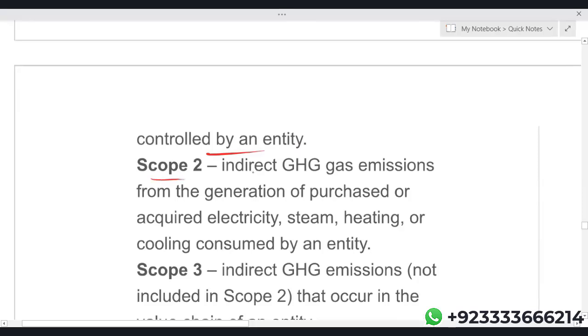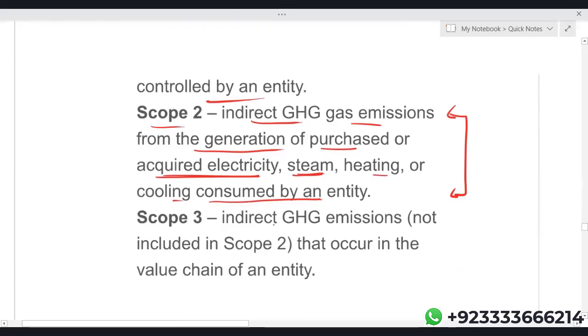Scope 2: indirect greenhouse gas emissions from the generation of purchased or acquired electricity, steam, heating, or cooling consumed by an entity. That is indirect greenhouse gas emissions from generation of purchased or acquired electricity, steam, heating, or cooling consumed by an entity. So these are indirect gas emissions.